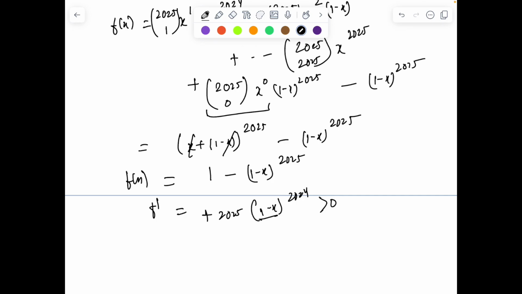I've used that the derivative of 1 minus x is minus 1. So for all x belonging to 0 to 1, I can tell the function is strictly increasing. And again, if you find its double derivative, it's going to be negative, so it will be concave down, and the function will behave as concave down and strictly increasing in this interval of 0 to 1.